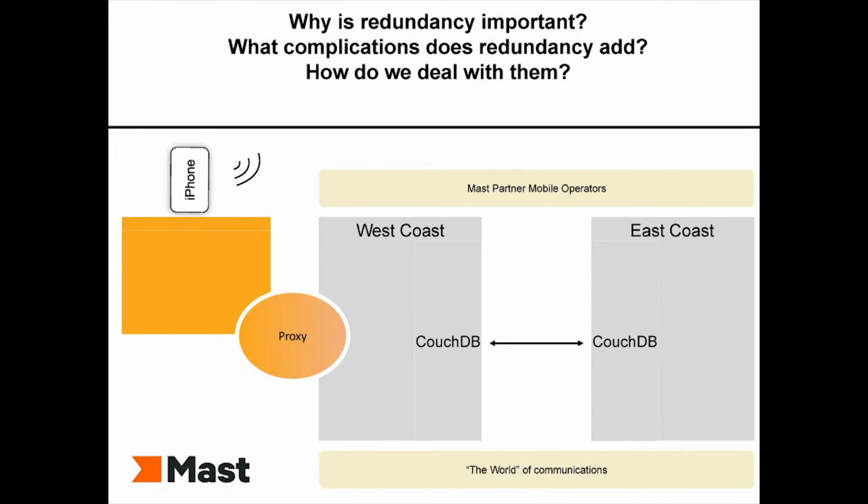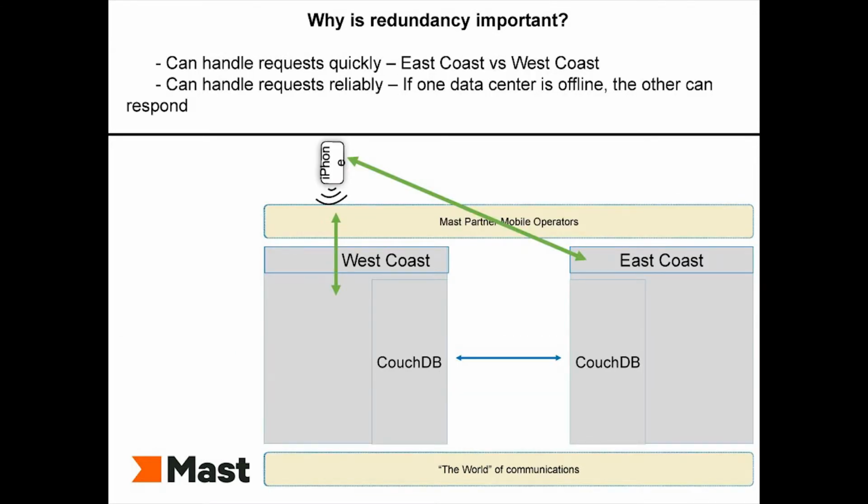So as we mentioned, we have two. And this lets us have redundancy. I'm going to talk about why redundancy is important for us, what complications redundancy adds, and how we deal with them. So why is redundancy important? Well, as he mentioned, it lowers latency. When you make a call, it talks to the East Coast rather than the West Coast, and that's less latency in the call path. It also ensures reliability. Say the East Coast goes down. I still want my call or my SMS to make it through, so it can get handled by the West Coast as well. The same is the case for API requests made by our orchestration layer.